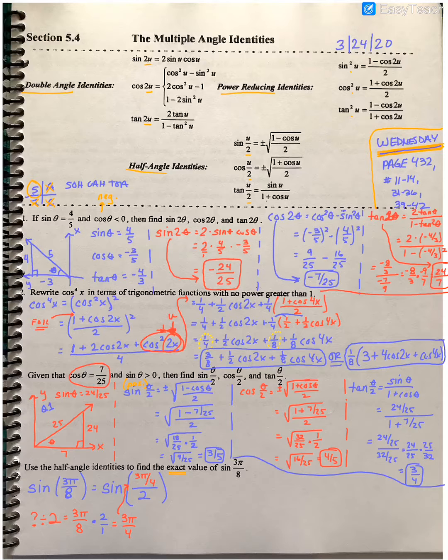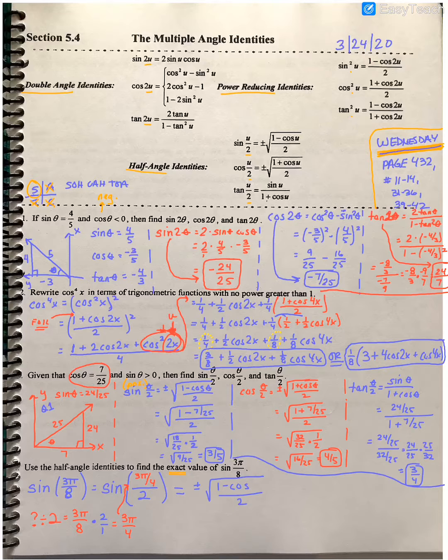Okay, so we're going to use our half angle identity. The half angle identity for sine says plus or minus the square root of 1 minus cosine of u, divided by 2. What is my u value?